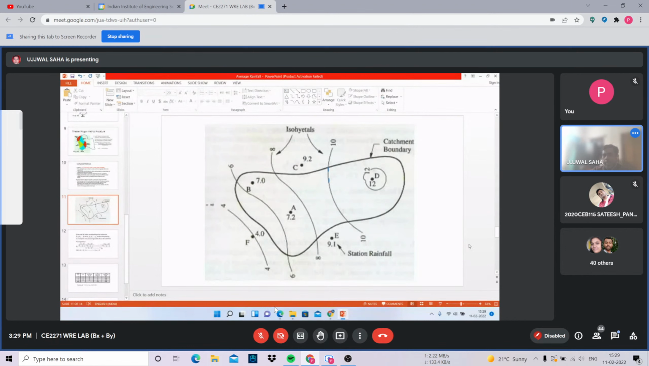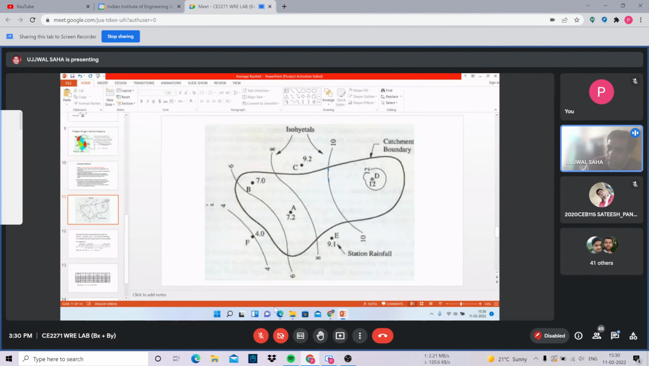So how can we draw it? See, understand this. Here we have measured the rainfall. At C station, I have measured the rainfall 9.2. D station, 12. E station, 9.1. A station 7.2. B station 7. F station 4. So if we assume, again it is my assumption, that from point C to D, the rainfall is linearly varying.